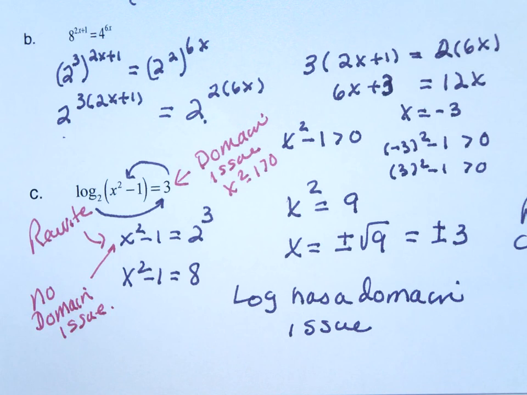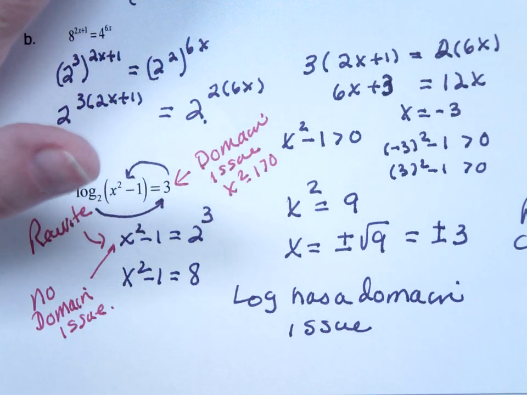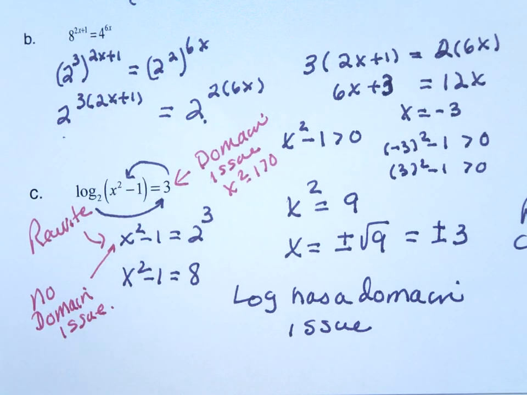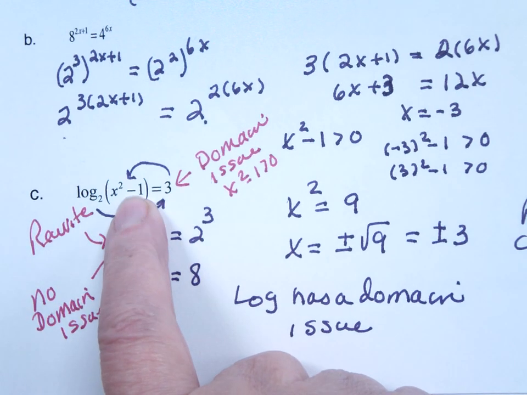Because when I made the rewrite, I am assuming, the assumption I made when I rewrite, and I don't think about that assumption, the assumption I make when I rewrite that thing is that that's going to be a positive thing.